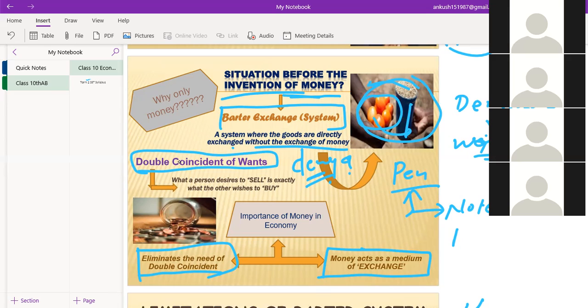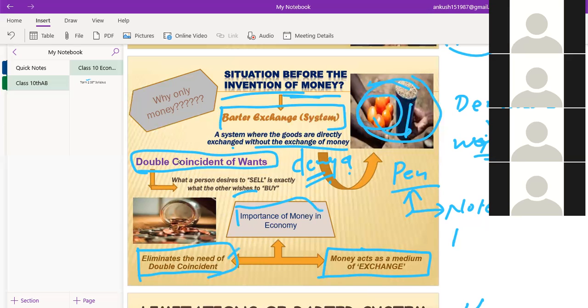if the person next to me wants to have the same thing that I want to sell. Only that could be done, in the form of double coincidence. That is why it is said that what a person desires to sell is exactly what the other person wishes to buy. And that is why money has got importance, as it eliminates the need of double coincidence.